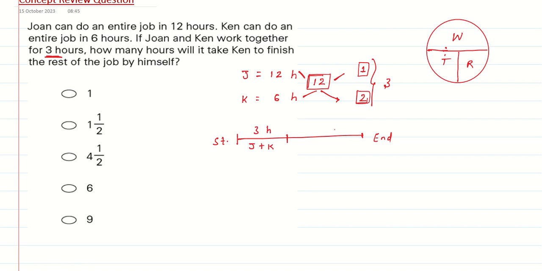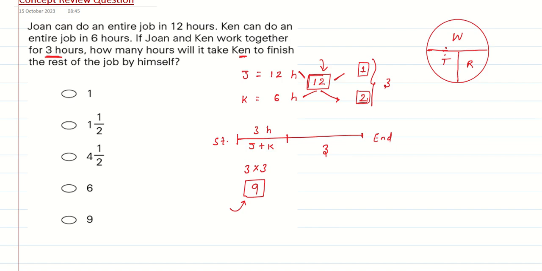So what is the rate we have? 3. So 3 into 3, I'll get 9. 9 works completed. How much work is left out? Out of 12 works, 9 completed. How much is left? Correct, 3. Who will do the 3 works? Kane alone. How many hours will it take Kane to finish the rest of the job by himself?